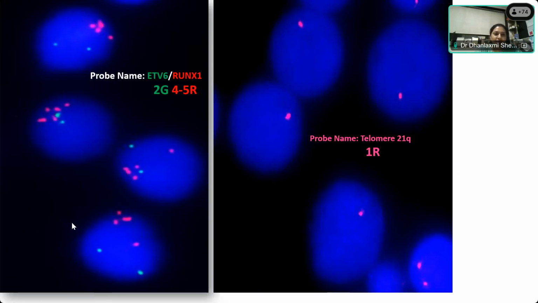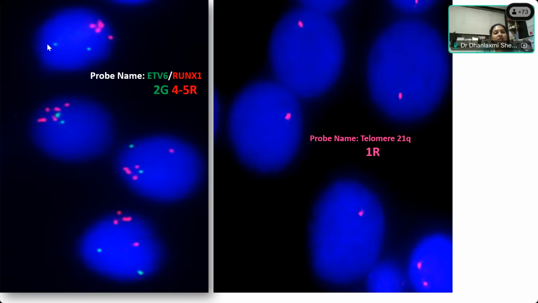Coming to the next one. I think Dr. Mayur has explained this wonderfully. This is an image where we have used the ETV6 and RUNX1 probe. Dr. Mayur has already explained ETV6 present on chromosome 12p and RUNX1 present on chromosome 21q, right?